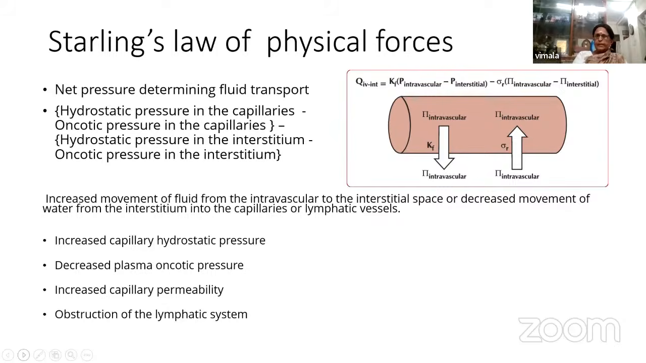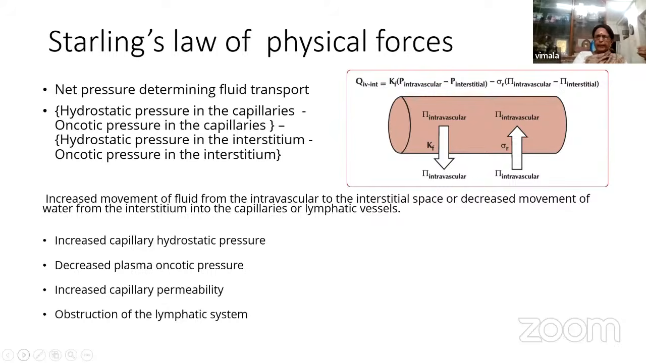But there are two forces there. One is a hydrostatic pressure inside the capillary, which is trying to push the fluid out, and the albumin contributing the oncotic pressure, which is trying to keep the fluid inside the capillary. So that is why it's written, there is a hydrostatic pressure in the capillary minus the oncotic pressure in the capillary contributed by albumin. That is driving the fluid from the capillary to the interstitium.